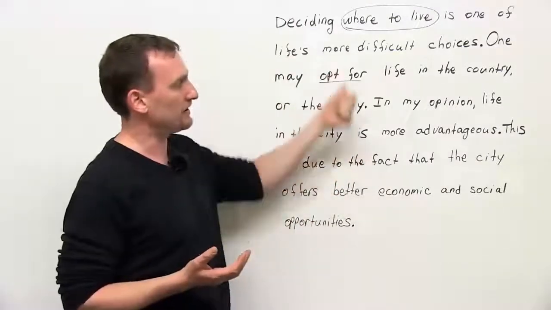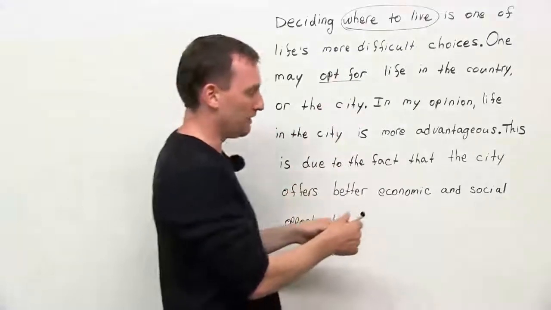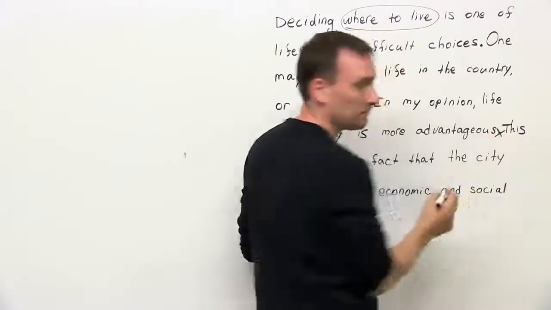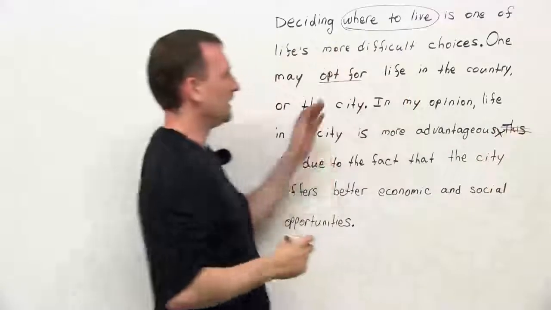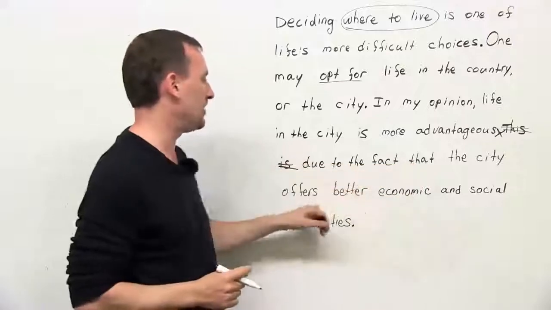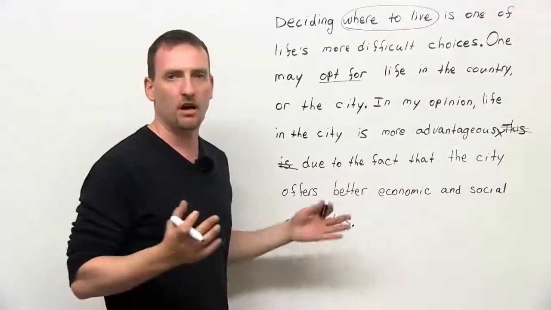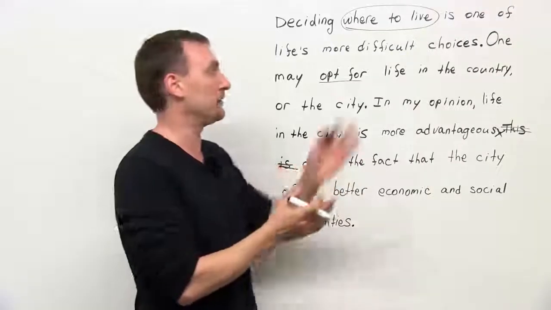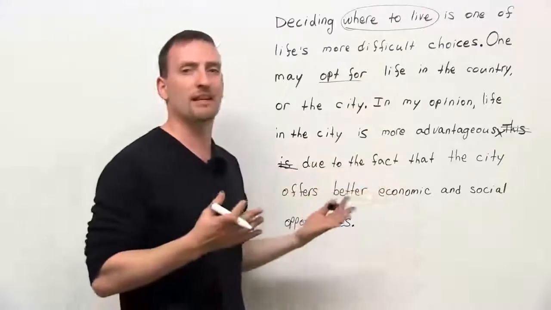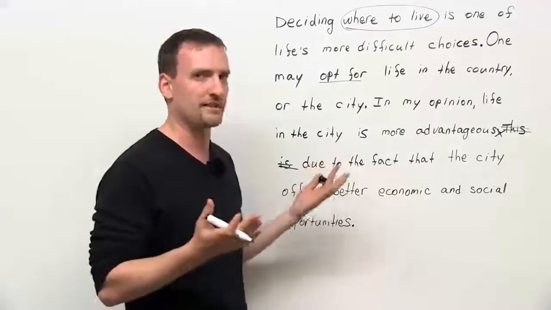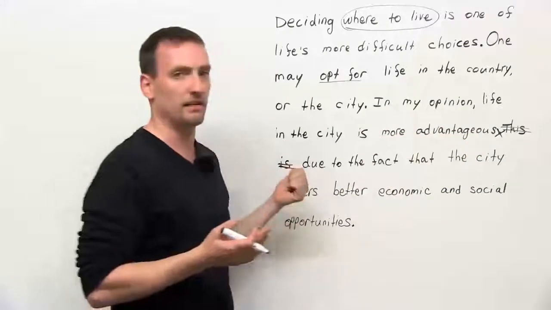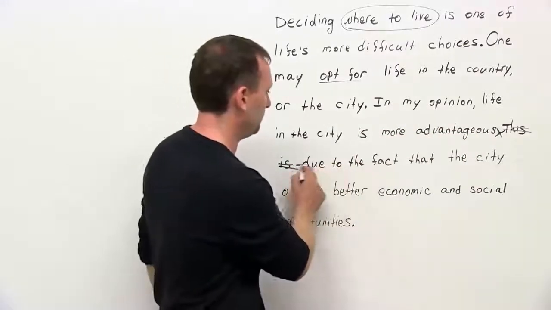Now, the only thing I would suggest about this one, again, very basic. The only thing I would recommend you could do, take out the period. In my opinion, life in the city is more advantageous due to the fact that the city offers better economic and social opportunities. All I did was join the last 2 sentences. So now I have a 3-sentence paragraph and a little bit more complex sentence because I have more clauses and more phrases in it. So it shows a little bit of sentence variety. And it's very simple. All you have to do is just take out the beginning. If I want, I can just take out the whole thing.